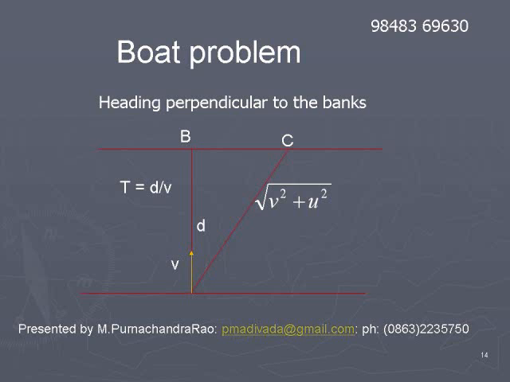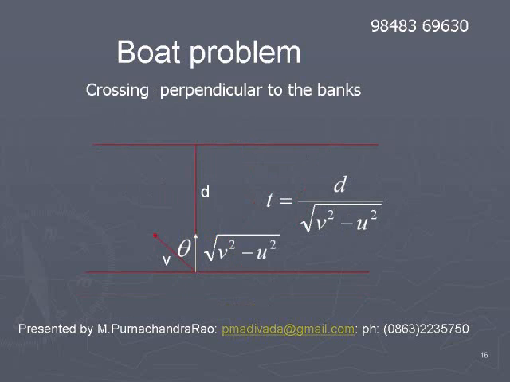Time of crossing and the drift. Time of crossing is d by v when the boat heads perpendicular to the banks. When it heads perpendicular to the banks, the perpendicular distance is d, the velocity in the direction is v, hence the time of crossing is d by v. And the drift BC will be equal to u into the time t. U into capital T gives the drift when it heads perpendicular to the banks.